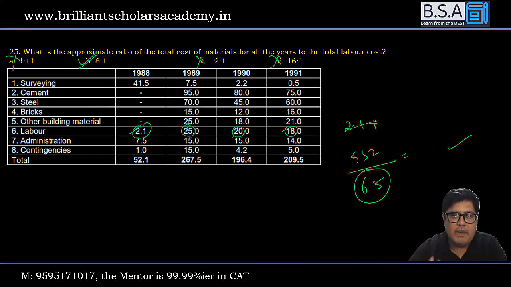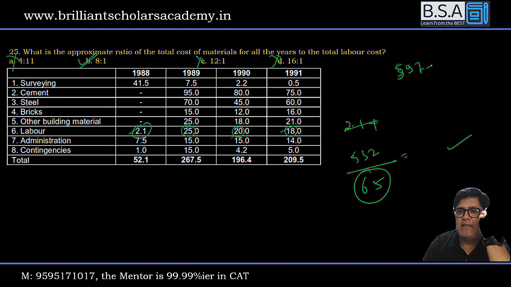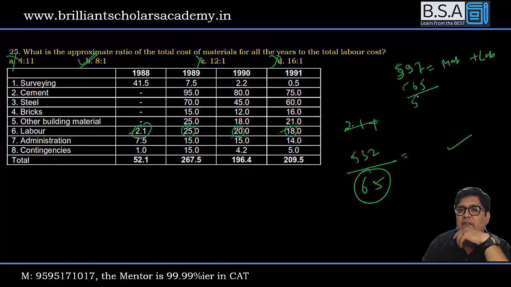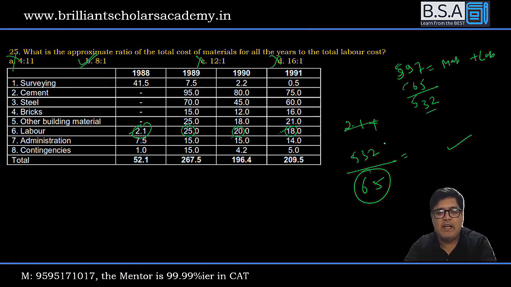What did we want? We want material upon labor. In the previous example, what we had was 597 as material plus labor. Labor is this. This is labor. 0.2 and 18, 20, 40, 65. Labor is 65. All I've done is subtract this. This becomes 532 upon 65. So approximately 8 times. 8 ratio 1. Is this answer clear to everyone?